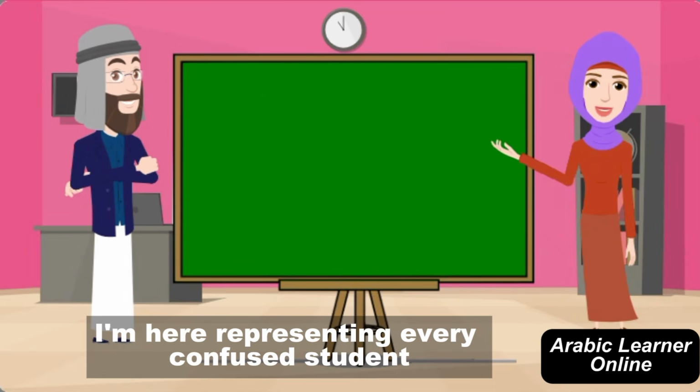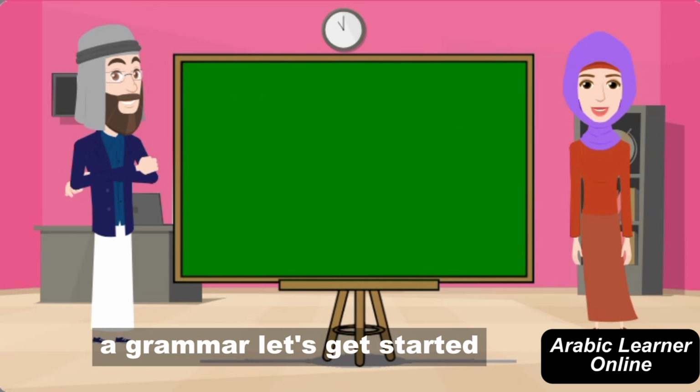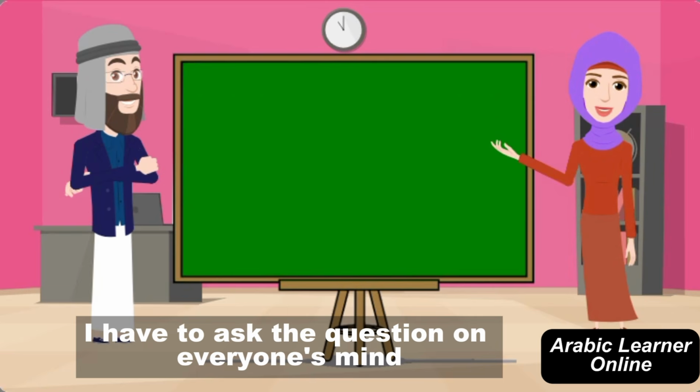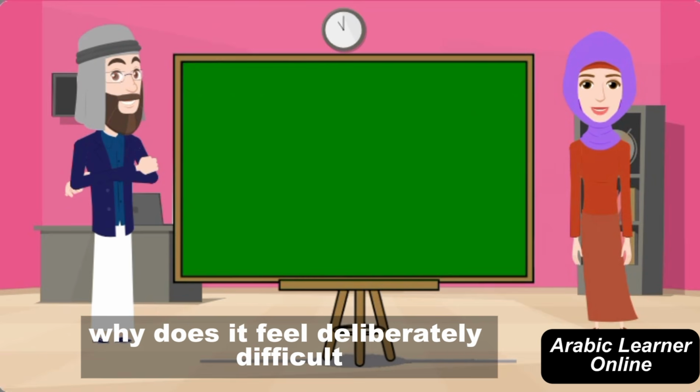Welcome. I'm here representing every confused student. With me is the person who holds all the answers to Al Arabiya grammar. Let's get started. I have to ask the question on everyone's mind. Why 14? English has 3. Why does it feel deliberately difficult?